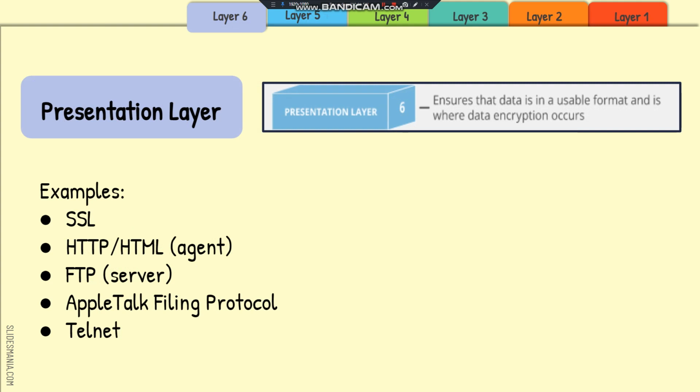The presentation layer takes any data transmitted by the application layer and prepares it for transmission over the session layer. Examples of presentation layer protocols are SSL, HTTP or HTML, FTP, AppleTalk Filing Protocol, Telnet, and so on.